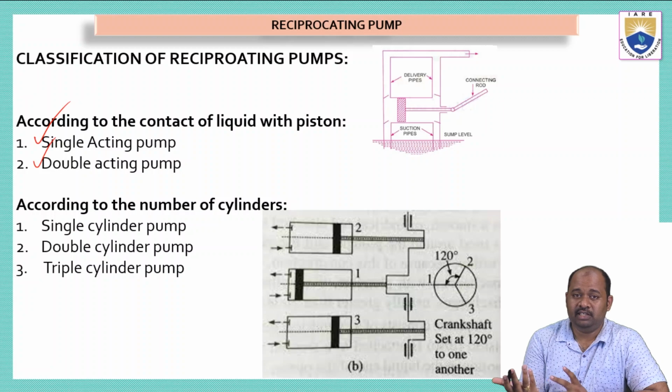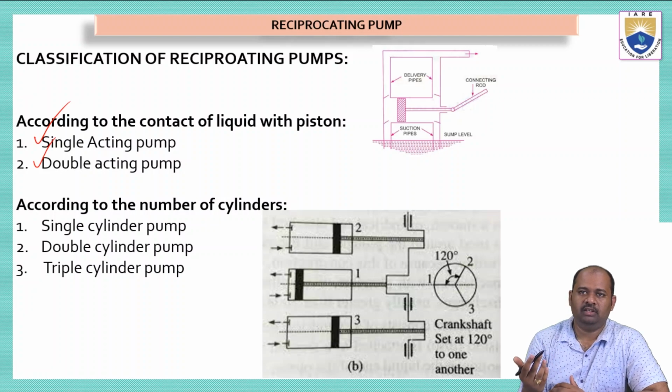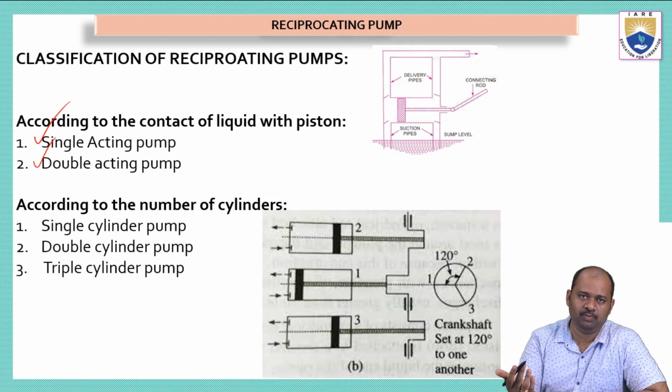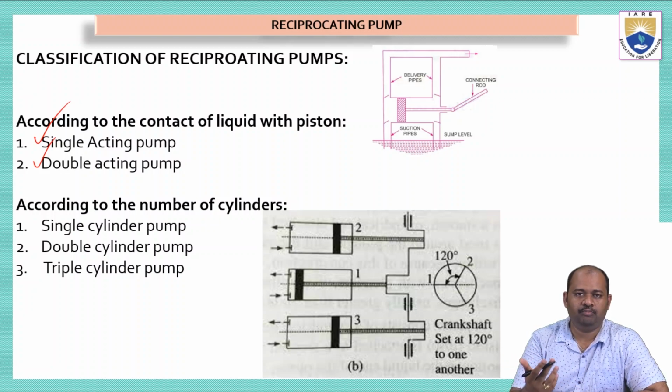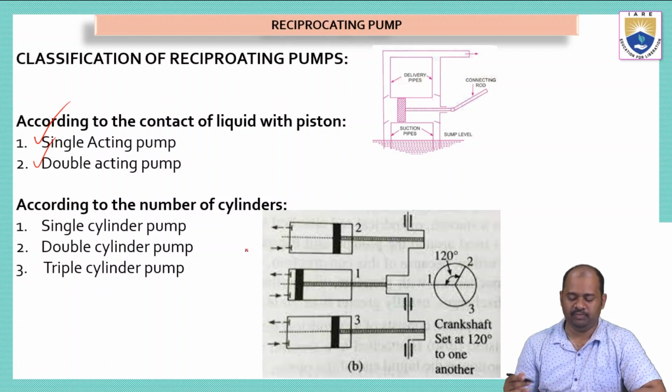Very similar to IC engines, we have cylinders here. If there is more than one cylinder, we have to call it with the number. If two cylinders are there, it is called a two-cylinder reciprocating engine. If there are three cylinders, we can call it a three-cylinder reciprocating pump. Sorry, I should have said pump, not engine. So this is a pump. So depending on the number of cylinders, we can call it with different names.